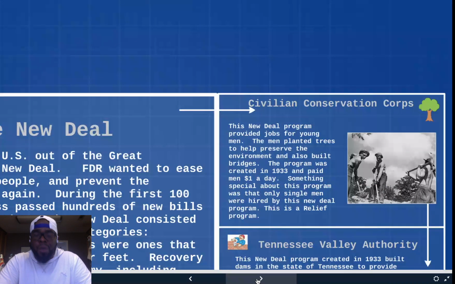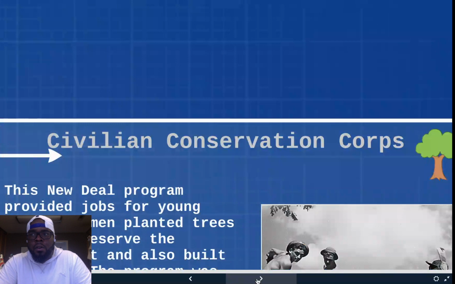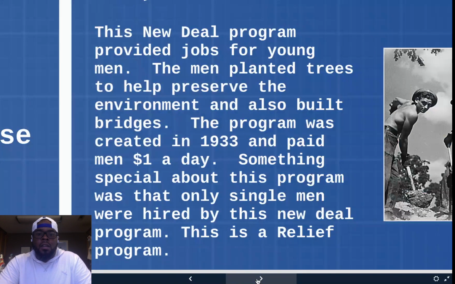The first one we have is the CCC, the Civilian Conservation Corps. This is a New Deal program that's really trying to help young men get jobs. Particularly, these young men were white Americans, and they got jobs where they went out and planted trees to preserve the environment and build bridges. These programs paid no more than $1 a day, sometimes a little bit more, which is really good if you were making no money at all. This was a relief program. Okay, let's keep moving on.